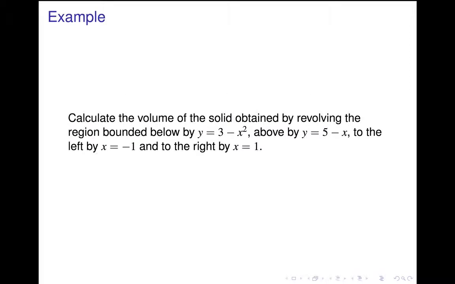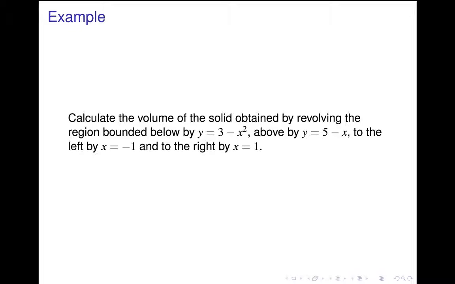Let's calculate the volume of the solid that we obtain by revolving the region bounded below by y equals 3 minus x squared, that downward opening parabola, above by y equals 5 minus x, which is a line with negative slope, to the left by x equals negative 1, and to the right by x equals 1.